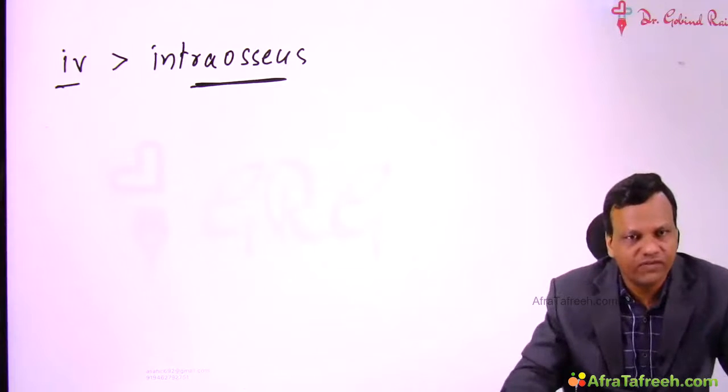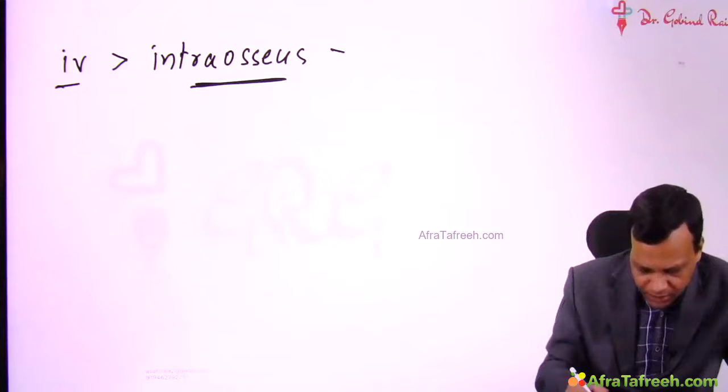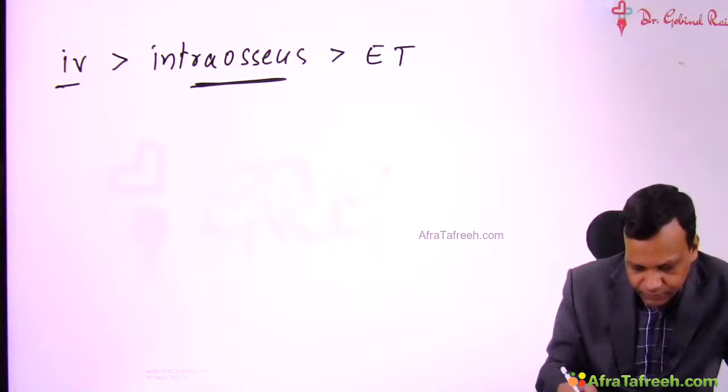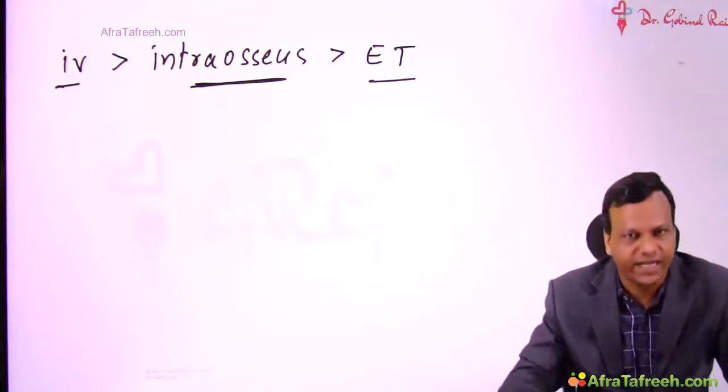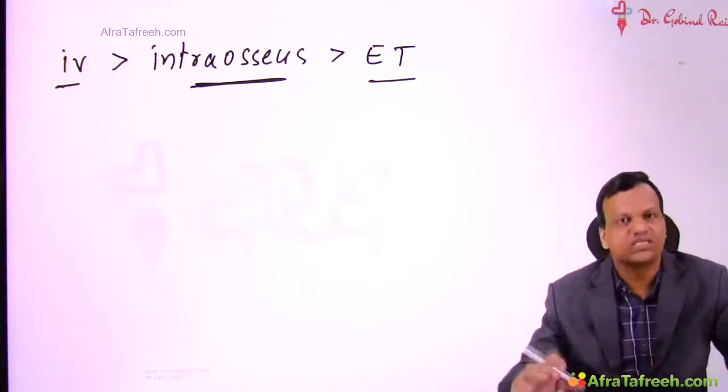By which route will you give adrenaline? The third option is endotracheal. We will intubate the person and through the endotracheal tube we will inject adrenaline. So these are the routes in this sequence.